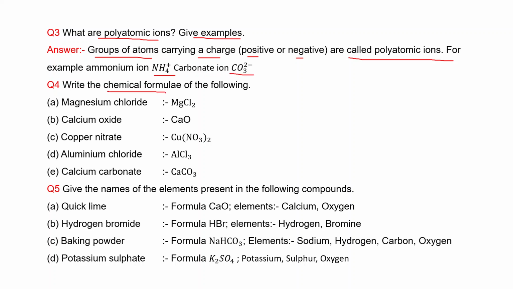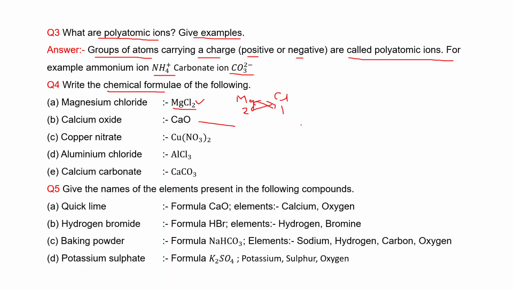Write the chemical formulae of the following. Magnesium chloride. Again you have to know the valency of cation and anion. Magnesium valency is 2. Chloride, Cl, valency is 1. If you interchange these, okay, then you will get MgCl2.